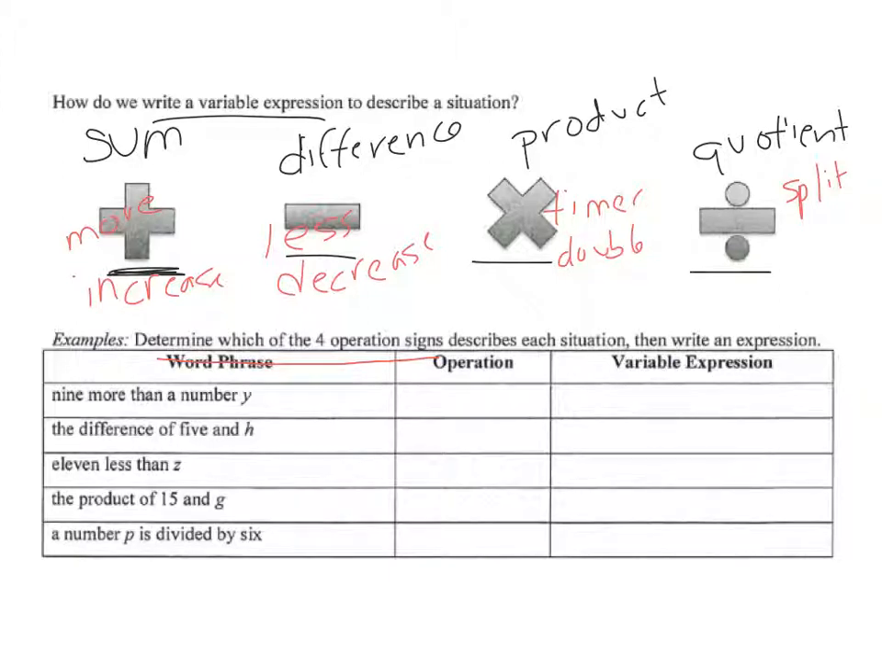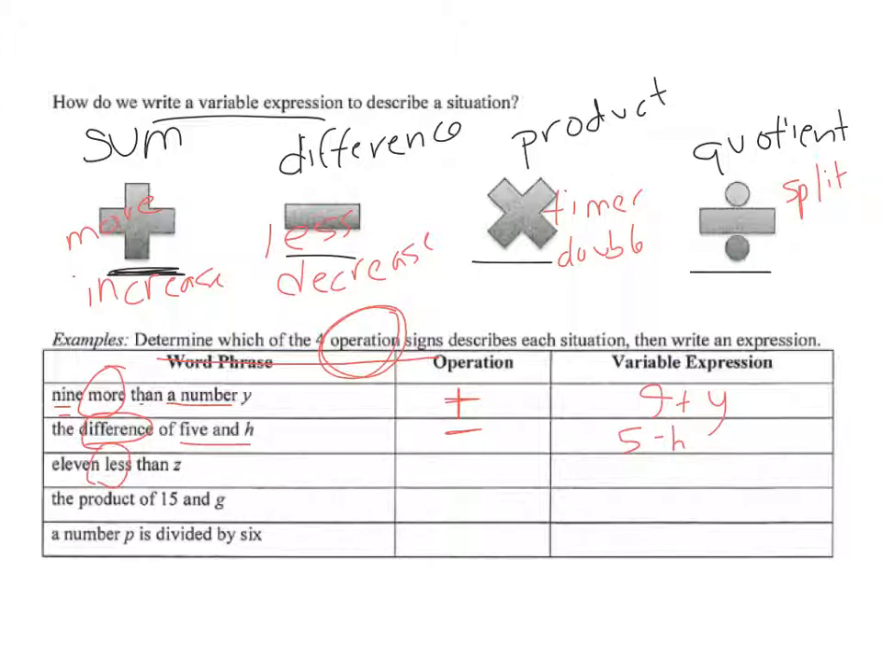First you want to figure out what operation word there is. So 9 more than a number y. More is the key word, so this is going to be plus. I'm just going to go in order. 9 plus y is your variable expression. This one, the difference is subtract. Of 5 and h is subtract. So go in order. 5 minus h. Order from the number and the variable.